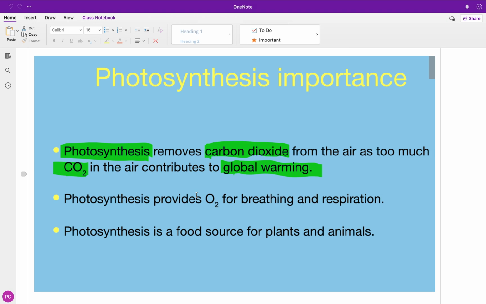Okay, photosynthesis provides O2 for breathing and respiration. So as nice as it is to have green spaces, green fields and parks and trees and flowers and all this kind of thing, it's important that photosynthesis happens, because most people do better when they have oxygen around them. So photosynthesis provides us with oxygen, and it's also a food source for plants and a food source for animals. So if plants don't photosynthesize, if they don't make their own food, then they don't survive and grow.